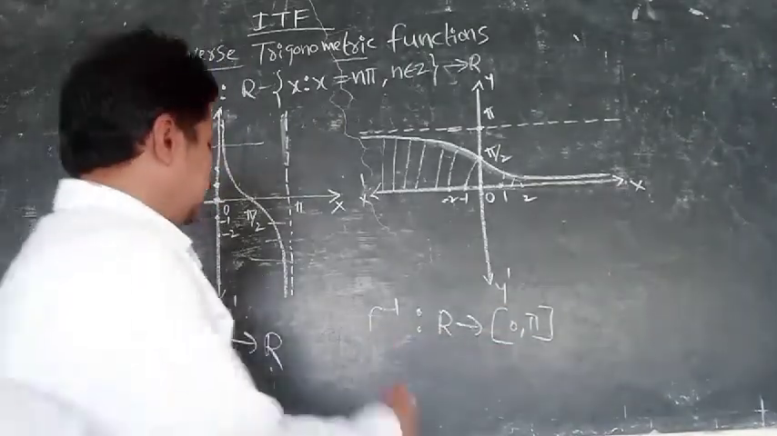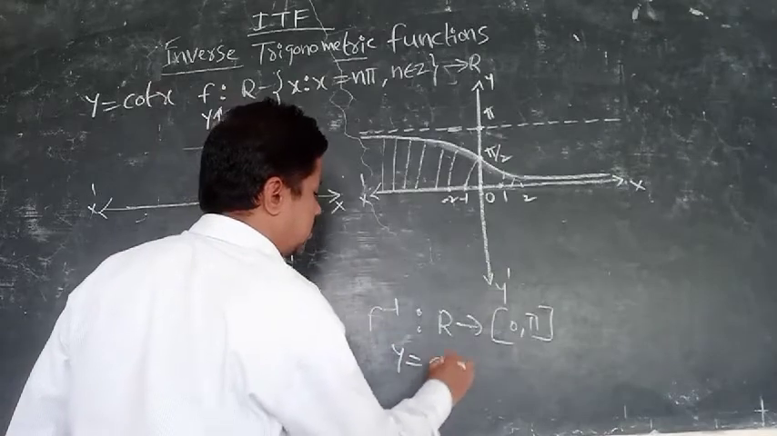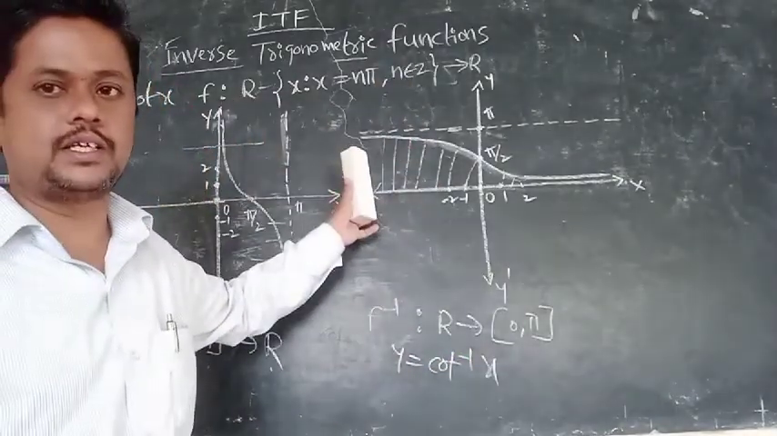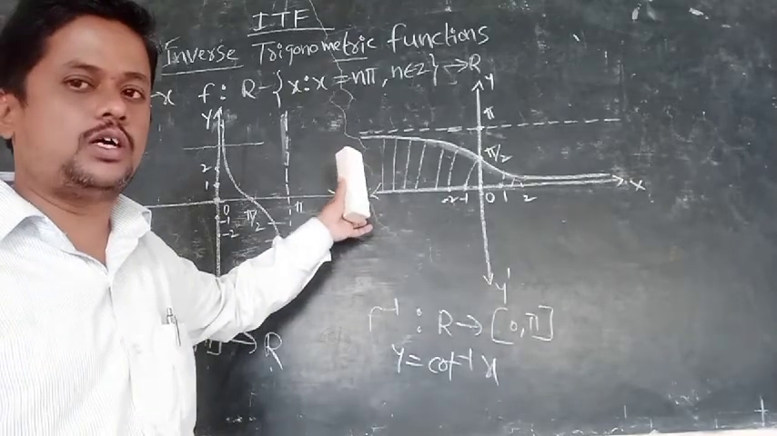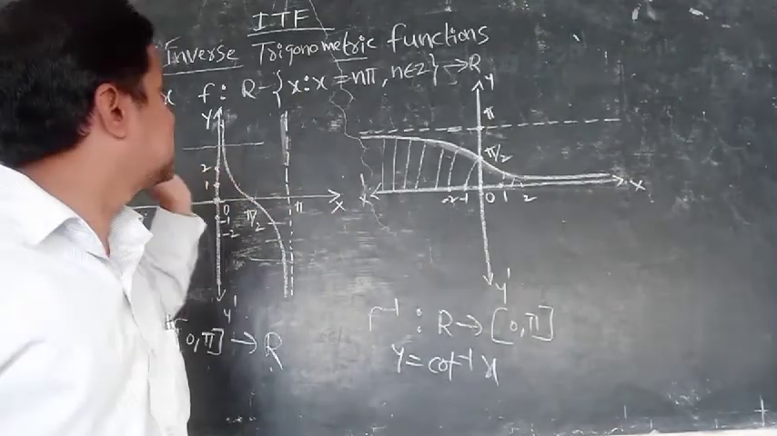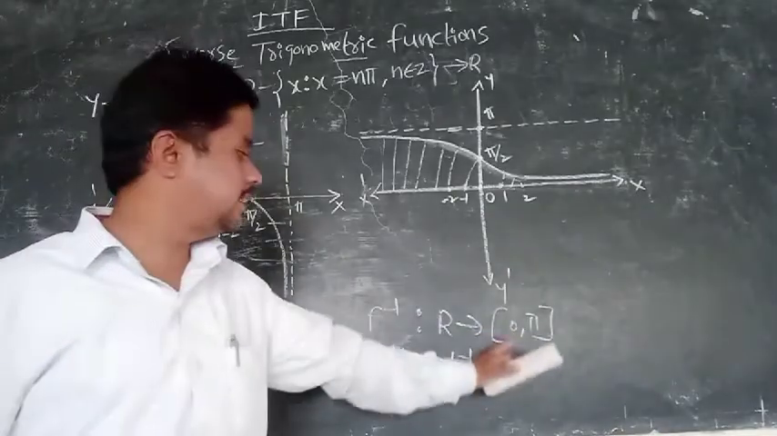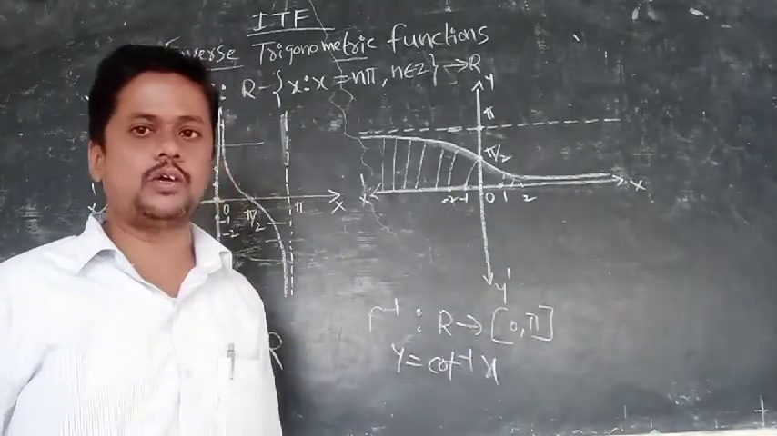You can define this as y equals cot inverse x. This is the graph of cot inverse x. Understood or not? So this is the cot inverse x function. Domain is R and the codomain range is 0 to pi. Okay, thank you.